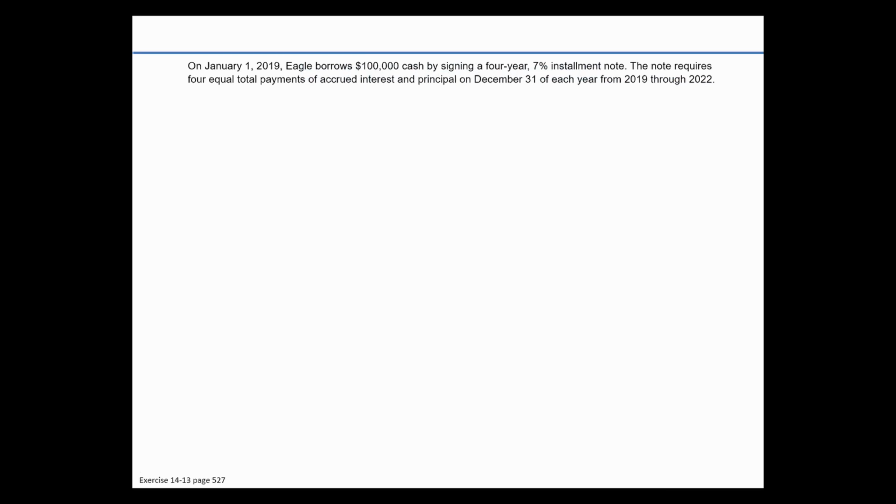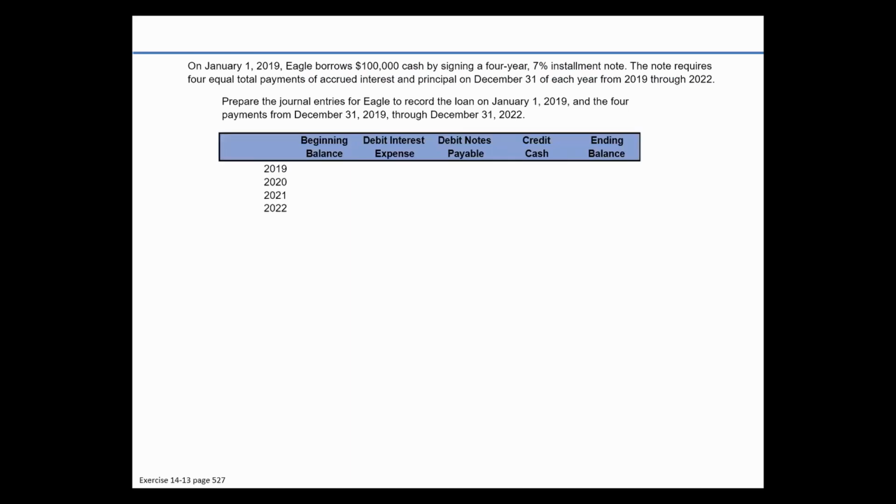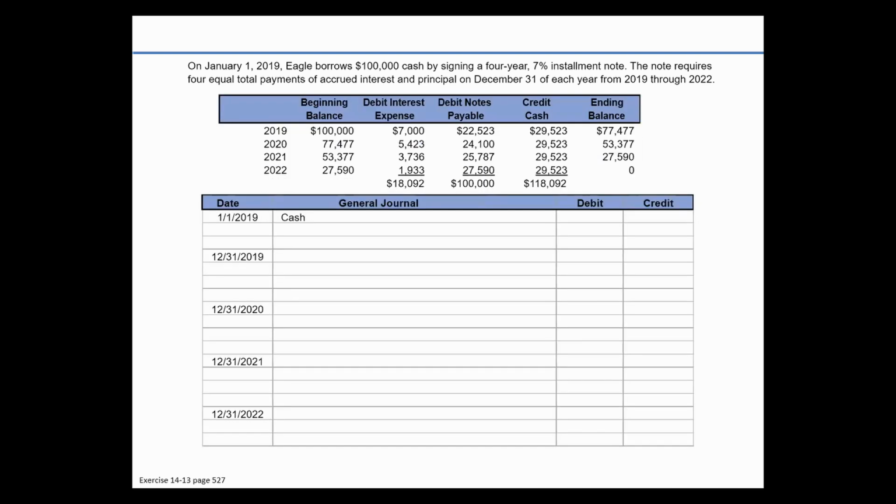So now, looking at the same scenario and the table that we just figured out, we're now going to go ahead and record the payments for these. Prepare the journal entries for Eagle to record the loan on January 1st of 2019 and the 4 payments on December 31st of 2019 through December 31st of 2022. So let me go ahead and bring up our amortization table. The first one is to record the actual note itself. So we have a debit to cash in the amount of 100,000 and a credit to notes payable in the amount of 100,000, because that's the amount that we're receiving from our lender.